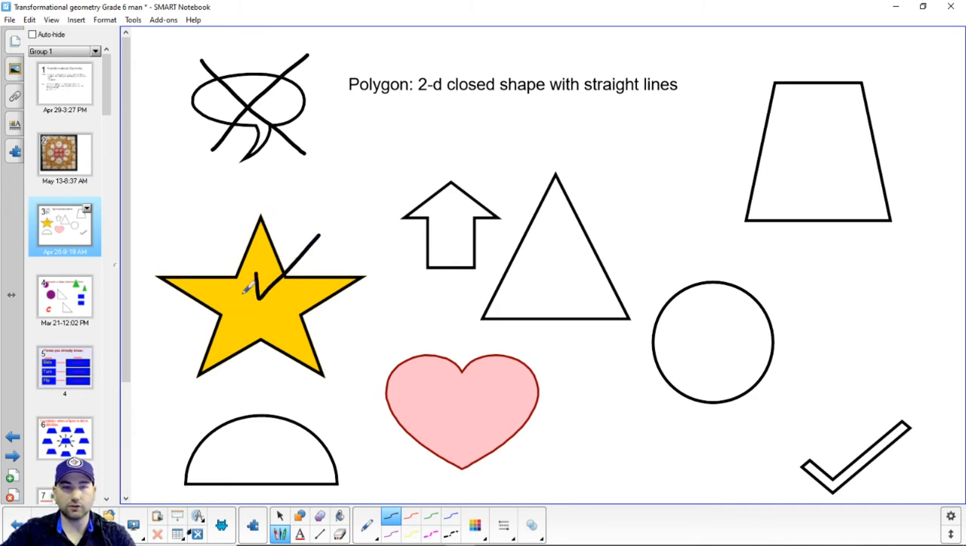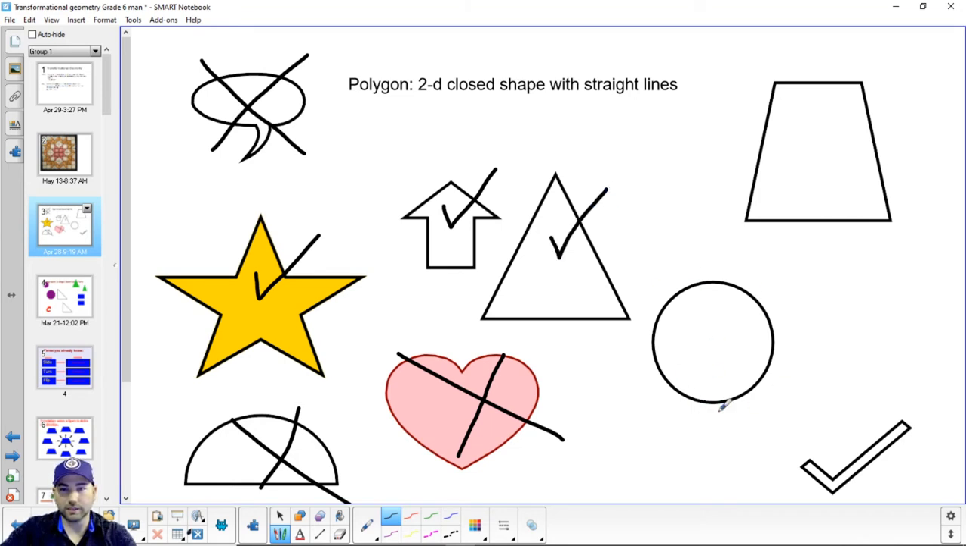It's all straight lines that are connected by vertices, and it's a closed shape. Is this one a polygon? No is correct. How about the heart? Is that a polygon? It must be, it's a shape. It is not a polygon. It has curved lines. Is this a polygon? Yes. Straight lines, closed shape. Is this a polygon, this triangle? Yes. Straight lines, closed shape.